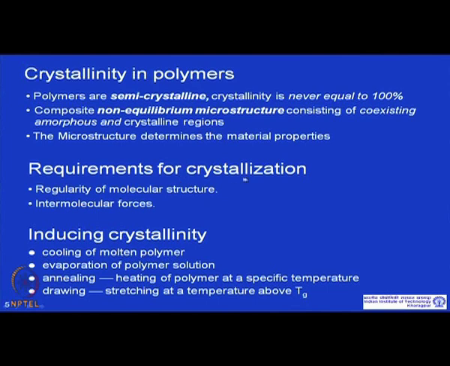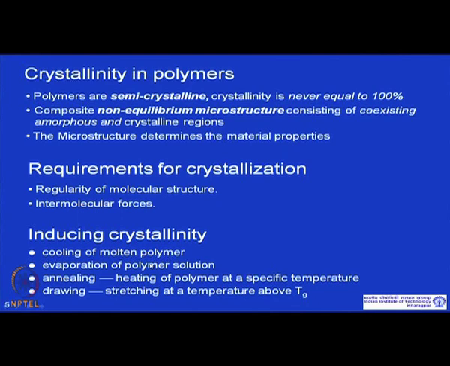We also discussed the requirements for crystallization. Basically, the polymer chains have to have a regular molecular structure, so that the chains can pack close to each other easily, and obviously, if the intermolecular force between the polymer chains is higher, then they can pack easily and remain packed with each other. So, these are the two criteria that must be fulfilled to get crystalline polymers.